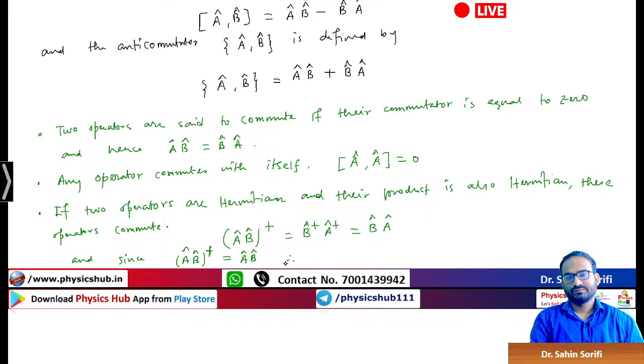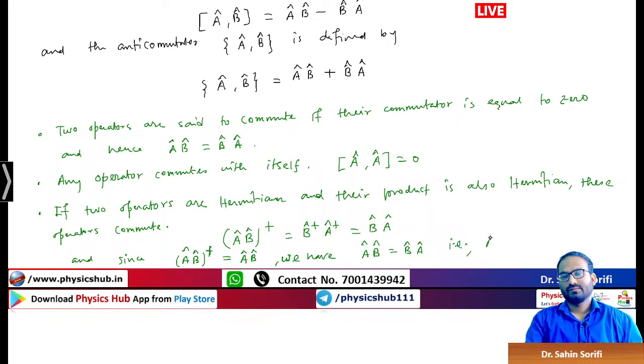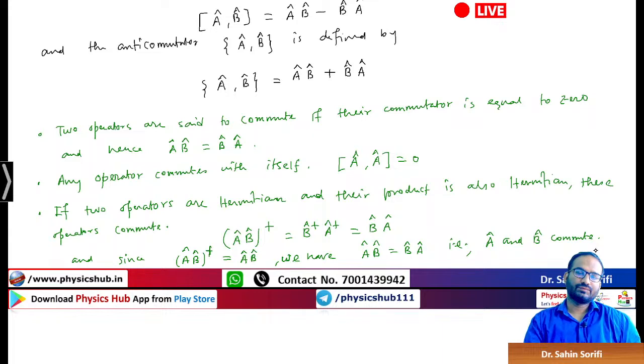Therefore, what can we write? AB equals BA. So writing AB equals BA means what? They commute. A and B commute. So it's a small proof that if two operators are Hermitian and their product is also Hermitian, then they will commute. Okay, try to understand the last one. Let's be back.